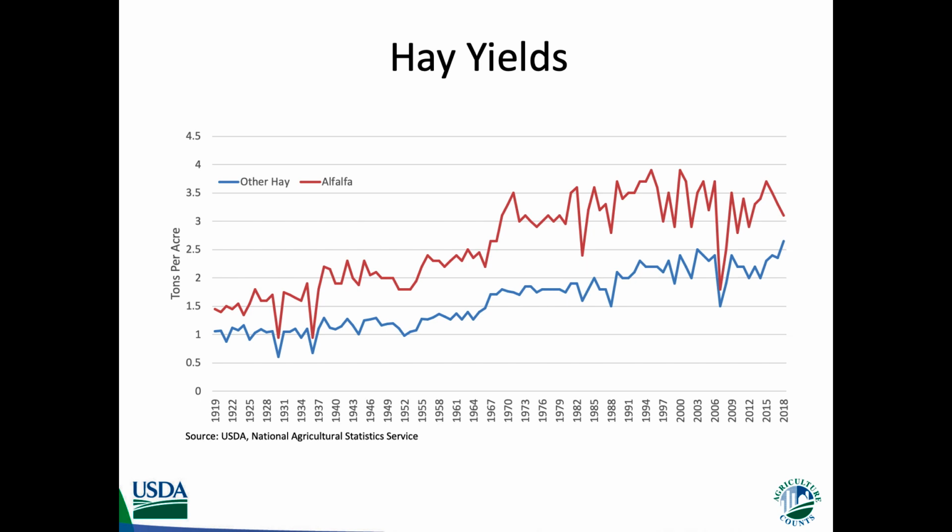All right, so what's been happening to yields? Of course, they bounce around a little bit more. On the all other hay in 2018, we reached a record high, 2.6 tons per acre. Now, you all would probably not say that was some of your best hay, right? We had a lot of moisture, so we had a lot of growth, but it may not be the best quality.